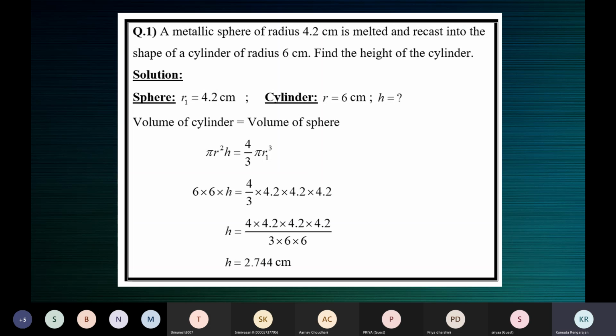A sphere is melted and made into a cylinder. So the volume of the cylinder is equal to the volume of the sphere. One solid is melted and recast into another solid, so their volumes will be the same. Don't blindly write the answer. Read the question, go through the answer, and then write it down. I'll give you that much time. There's no hurry.